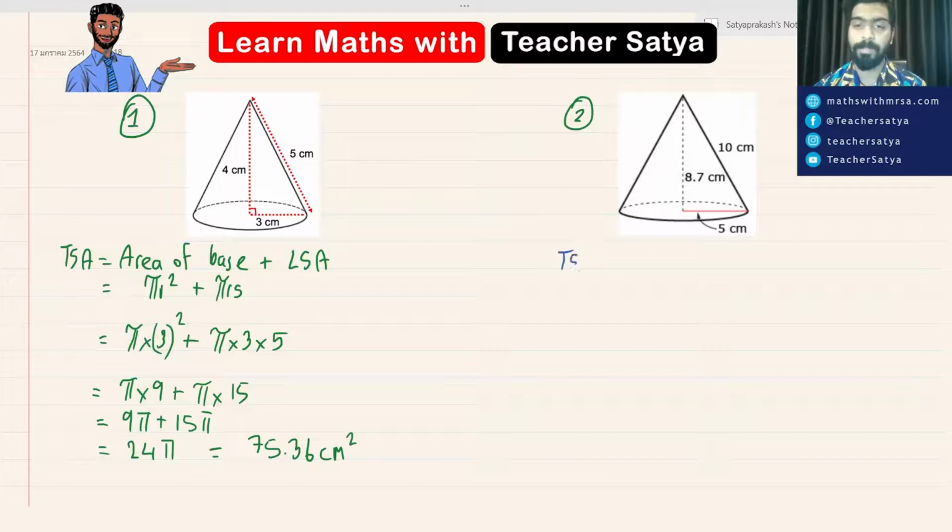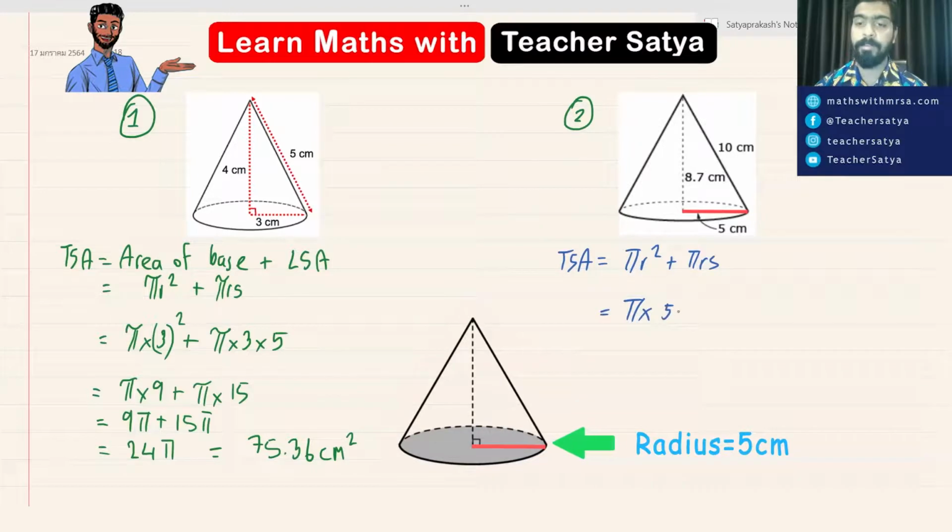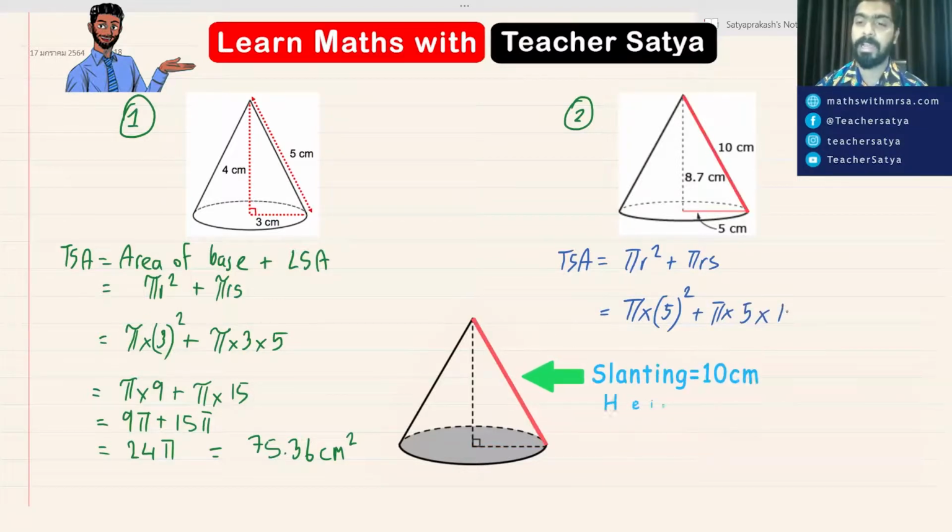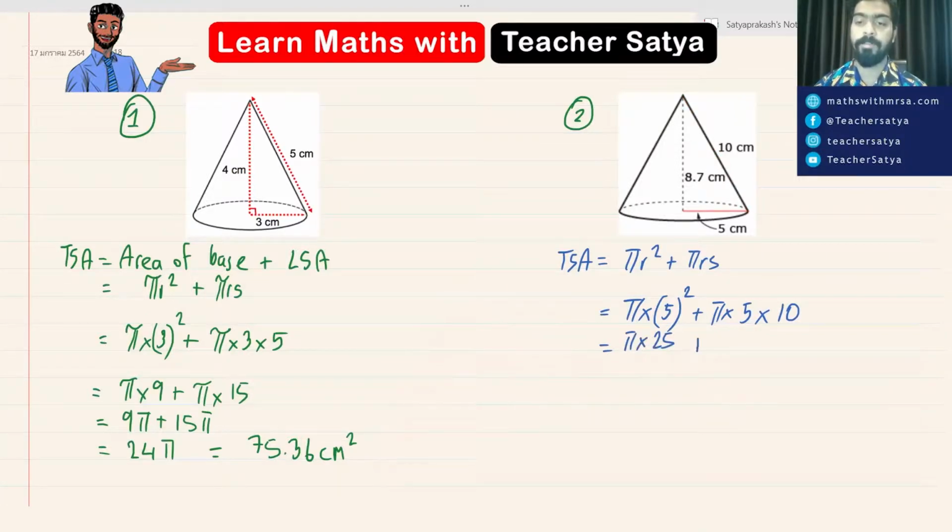Again, the TSA is equal to pi r square plus pi rs, right guys? So let us plug the values in this formula. So we would have pi multiplied by the radius which is 5 to the power of 2 plus pi multiplied by the radius which is 5 multiplied by its slanting height which is 10, right guys? So we would have pi multiplied by 25 plus pi multiplied by 50 which is equal to 25 pi plus 50 pi which is equal to 75 pi.